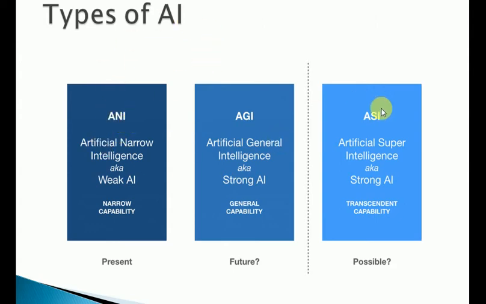ANI, AGI and ASI: artificial narrow intelligence, artificial general intelligence, and artificial super intelligence. If we talk about the broader aspect in which we have worked a lot, that is artificial narrow intelligence. And what is AGI? That is the future: artificial general intelligence. And artificial super intelligence, is that possible? It is something very new that is not yet developed.